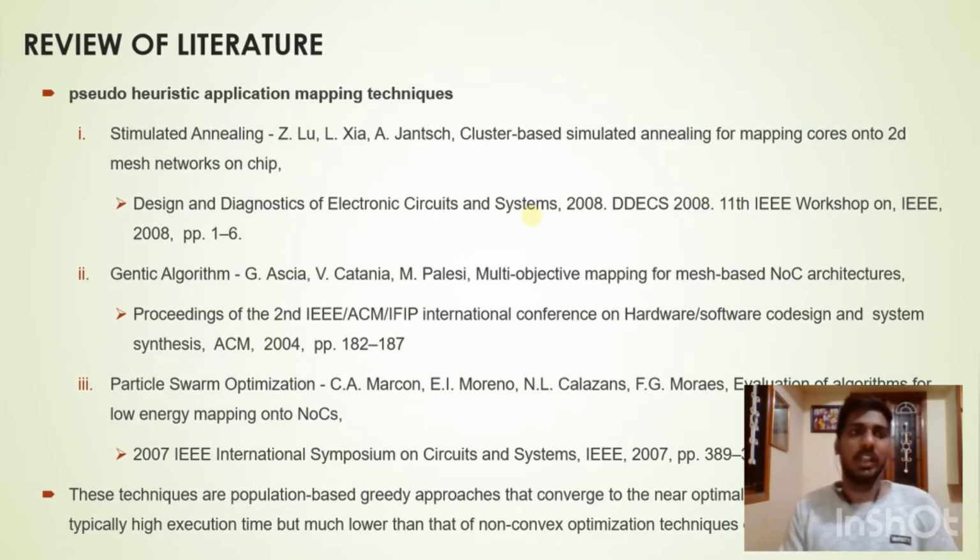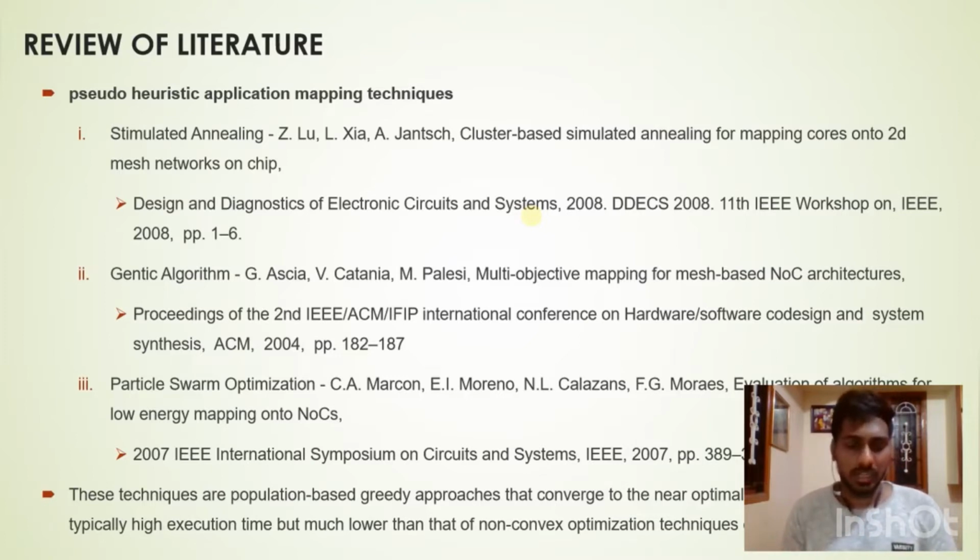Then we can go to the review of literature. I have divided the review of literature into two different perspectives, because they are using pseudo-heuristic application techniques as well. So we are going to see some of the interesting papers in the literature review.